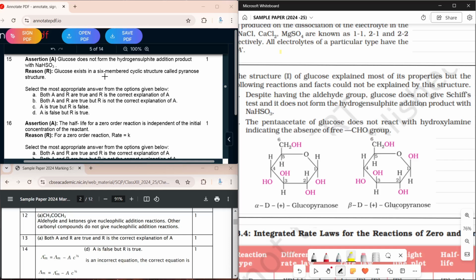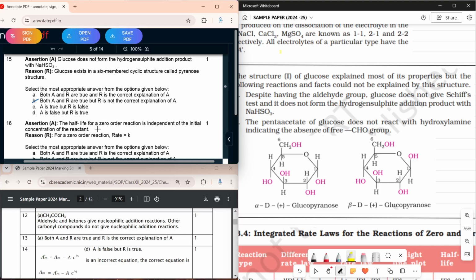However, that is an implied reason, right? So you need to have it mentioned clearly, and because of that option, both A and R are true, but R is not the correct explanation of A. Now if it had told that glucose exists in a 6-membered cyclic structure called pyranose structure, which does not have a free CHO or an aldehyde group, then you would have been able to tick option A. You have to do option B because it is not the right explanation, because it does not mention the presence or the absence of a free aldehydic group.